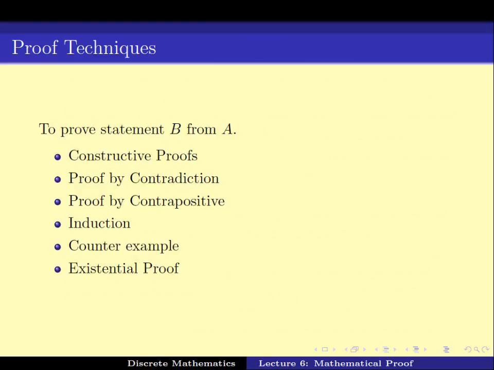Now, there are different proof techniques for attacking this problem of A implies B. Different mathematical proof techniques. I have listed down some of them: constructive proof, proof by contradiction, proof by contrapositive, induction, counterexample, and existential proof. We will go over them one by one and see the different proof techniques. Again, I repeat, all of them are mathematical proof techniques and none of them are empirical or experimental proof techniques. So finally, all of them will give you a 100% accurate proof of a theorem.